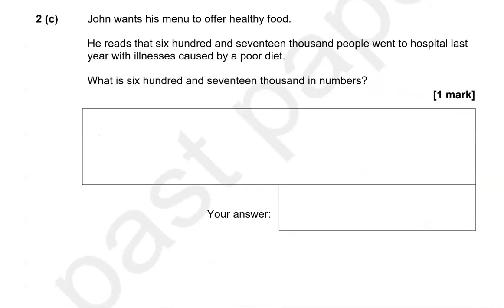John wants his menu to offer healthy food. He reads that 617,000 people went to hospital last year with illness caused by poor diet. What is 617,000 in numbers? 617,000. You could even add a comma if that helps you.